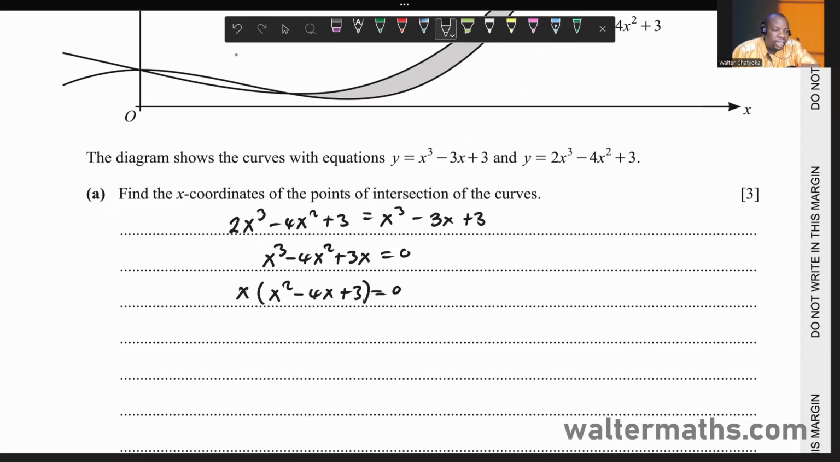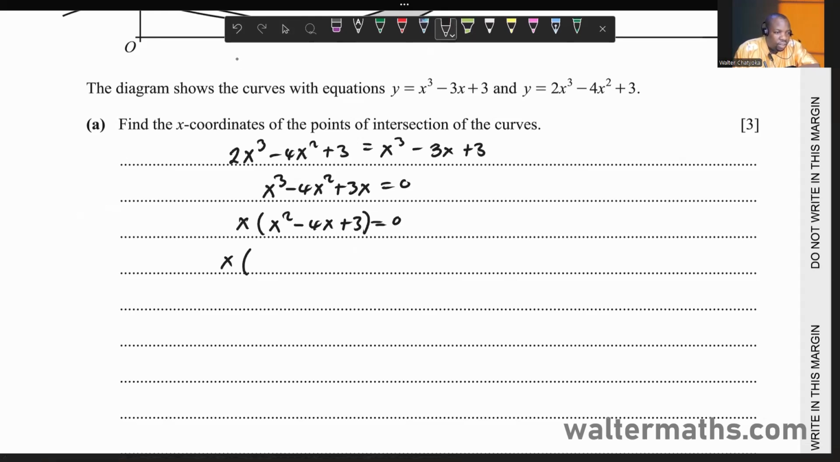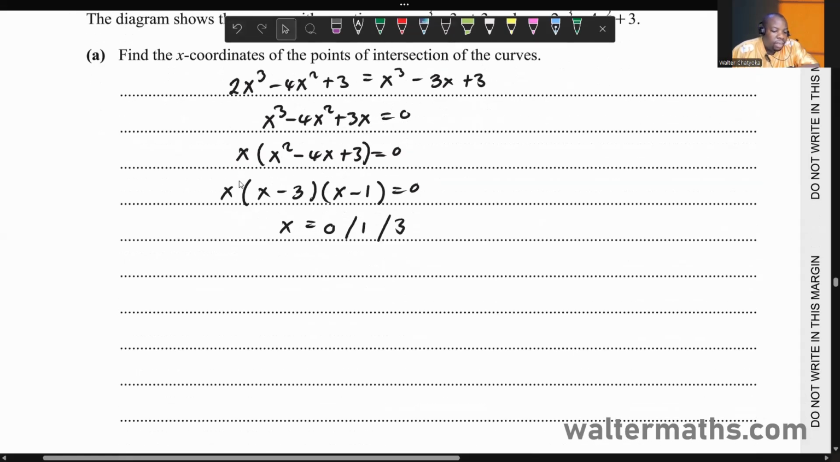Bracket here, then that's x off, and we factorize this thing. So x and x, 3 and 1, minus and minus. So the possible values of x would be 0, 1, or 3. Now that we have the 3 possible x coordinates, actually that's what they want because they just said x coordinates. So x equal to 0, x is equal to 1, x is equal to 3. These are the 3 x coordinates of the points of intersection of the curves. And that's how we do it right here.